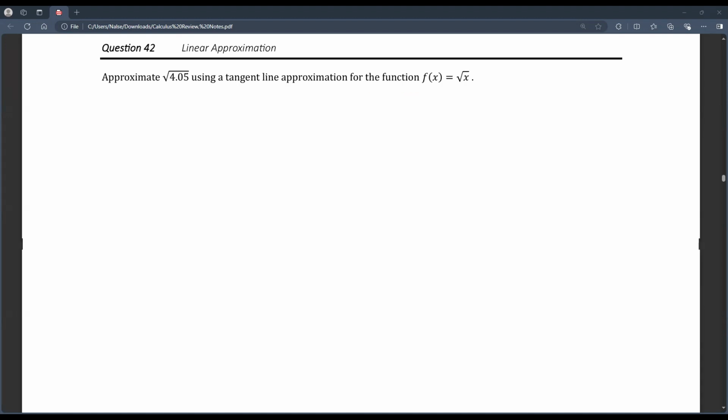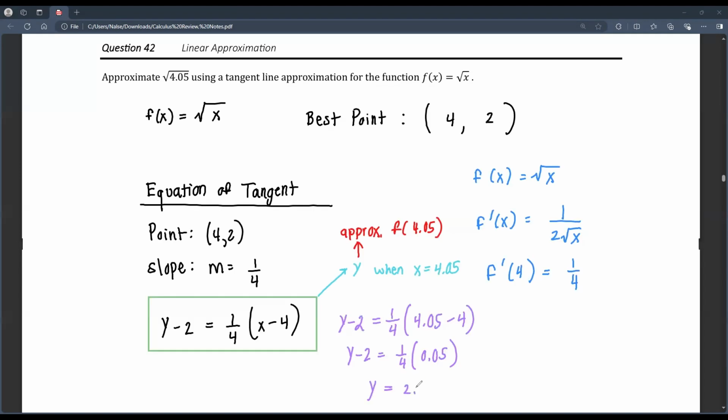Pause the video and try question 42 on your own. Circle back when you are ready to check your work. Did you develop the tangent line using an x value of 4? This would be the easiest point to use, and the approximated value comes out to 2.0125. If you got this result, you correctly used a tangent line to approximate the value of a function.